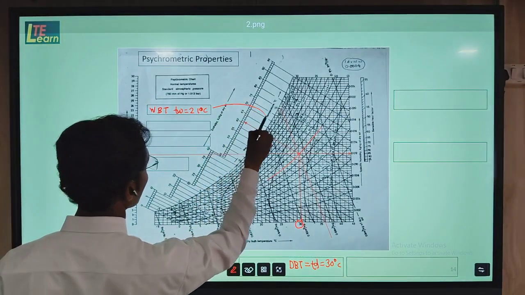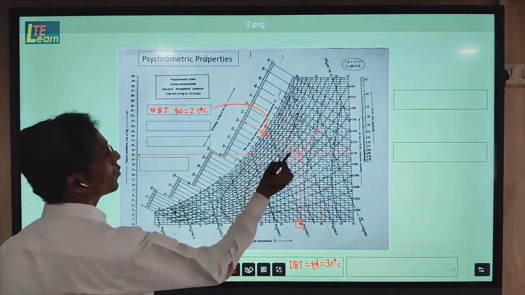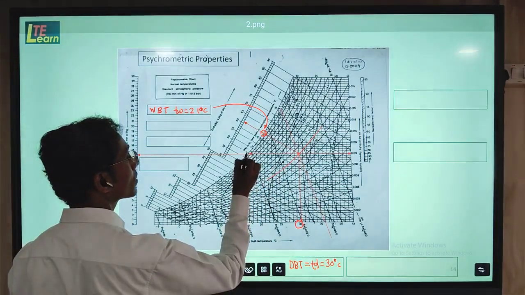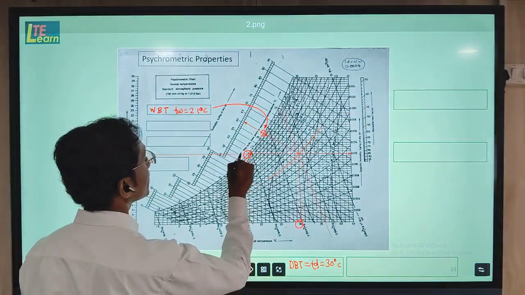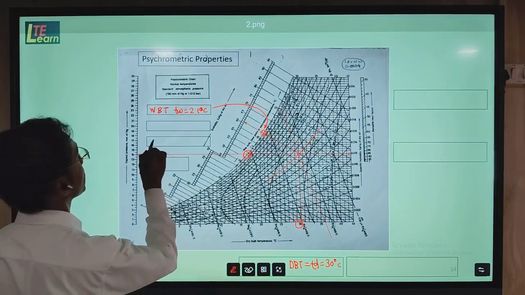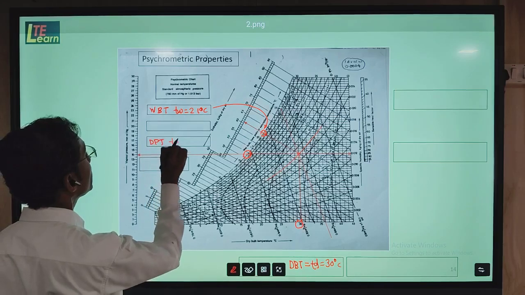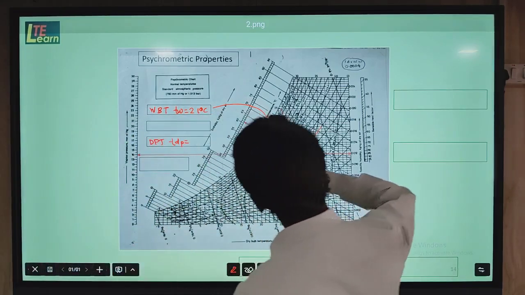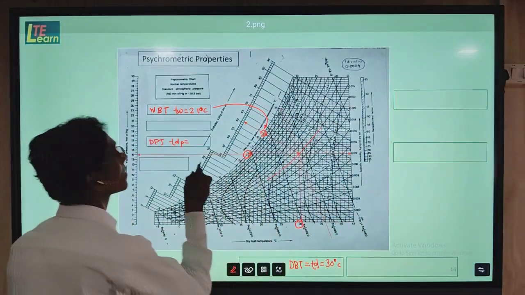So here you can show in this way. Then if you follow in a horizontal way, here on the saturation curve, you will find the value of a temperature, that is the dew point temperature, DPT, TDP. So TDP will be what? Here if you see, it is coming about 16 degrees Celsius.